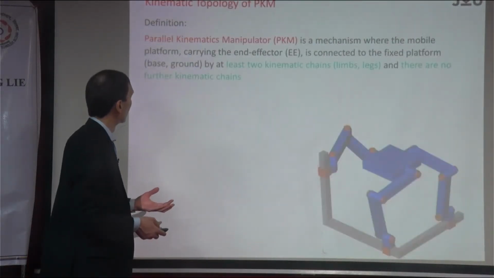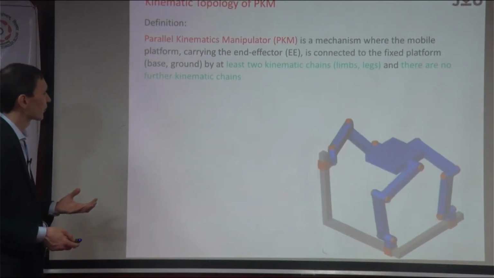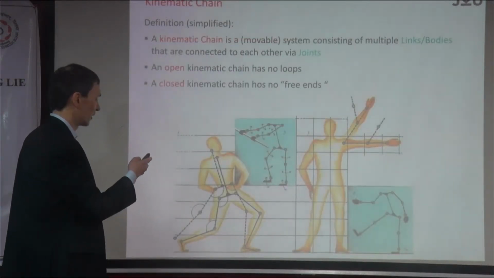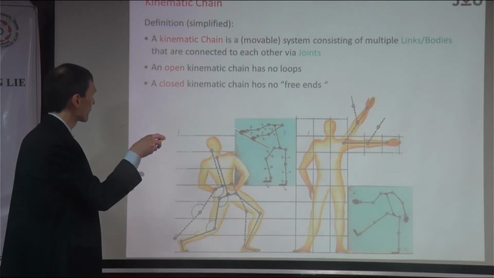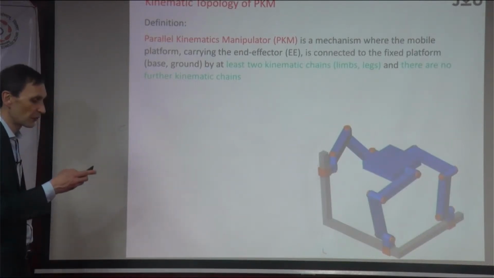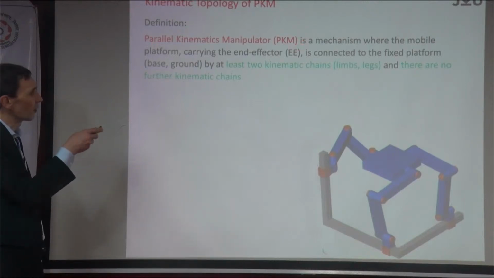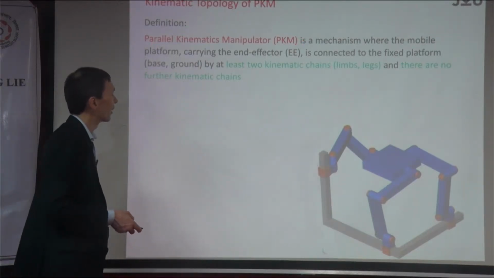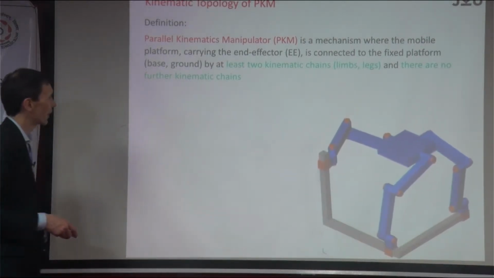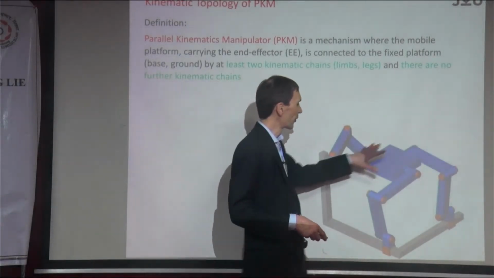Good, and this brings us to some further definitions, because what I'm after now is the topology. We talked about a kinematic chain and an open kinematic chain. An open kinematic chain has no closed loop. What about systems with closed loops? There are special systems with closed loops, and these are what we talked about, the PKM. A parallel kinematic manipulator, or machine, is a mechanism where the mobile platform, this one here for example, is connected to the ground by at least 2 kinematic chains, and there are no further kinematic chains.